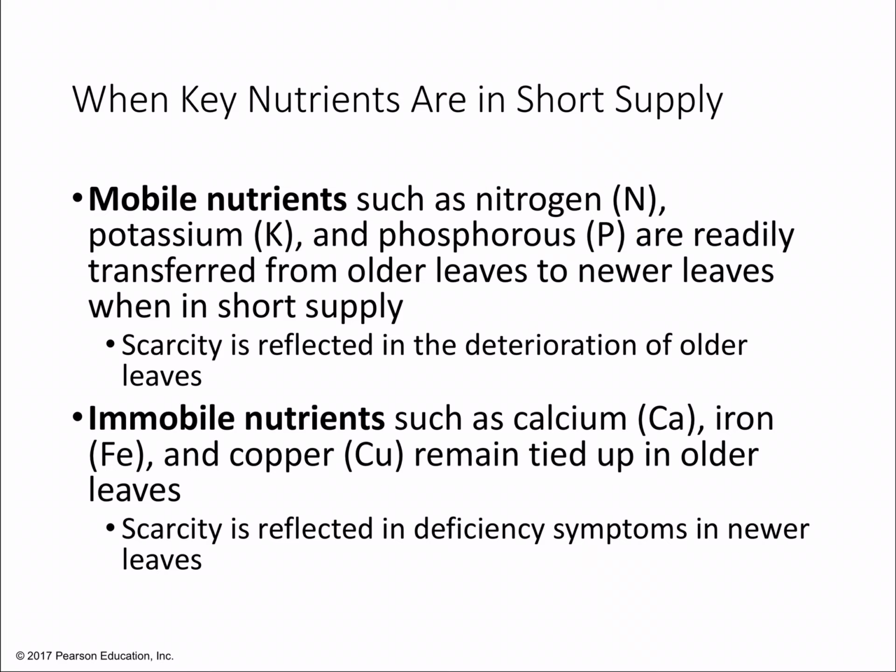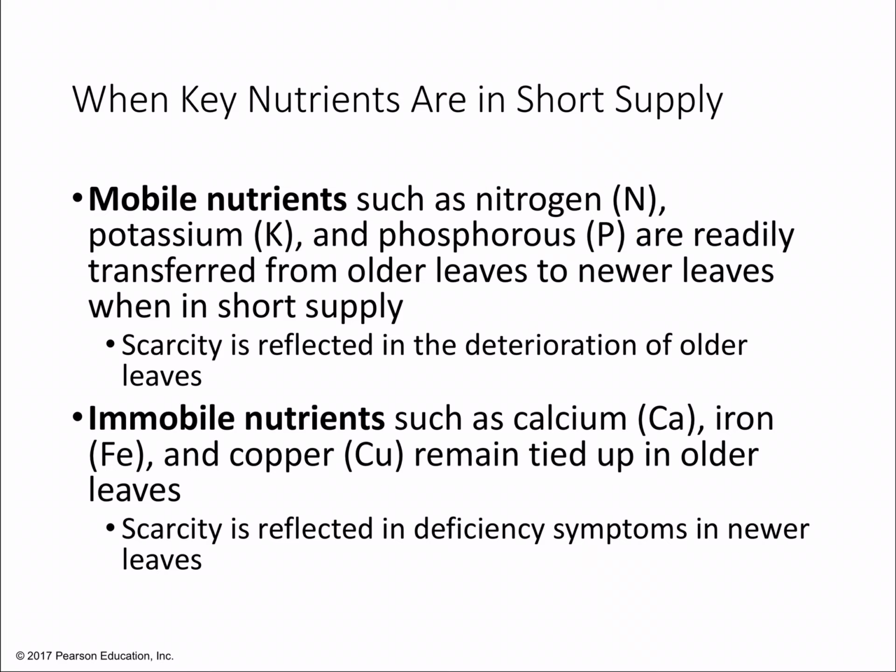So mobile nutrients such as nitrogen, potassium, phosphorus are readily transferred from older leaves to newer leaves when they're in short supply. So if we start to see a scarcity and deterioration of the older leaves, that generally reflects a scarcity. What will happen here is that when a nutrient is needed in one spot, it will actually move via the xylem from an area of need.